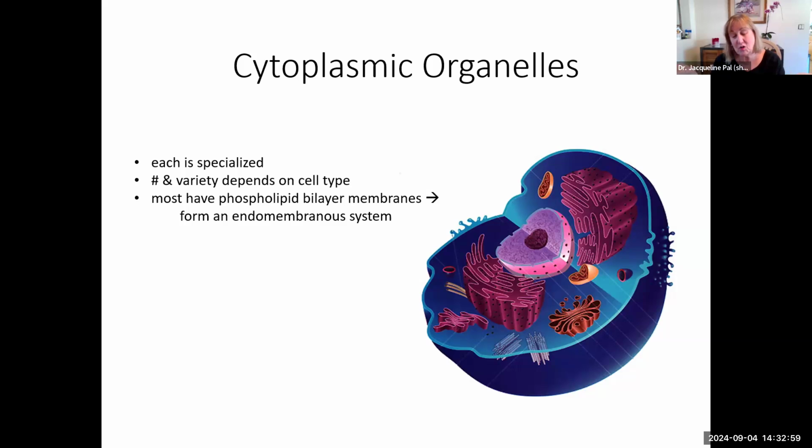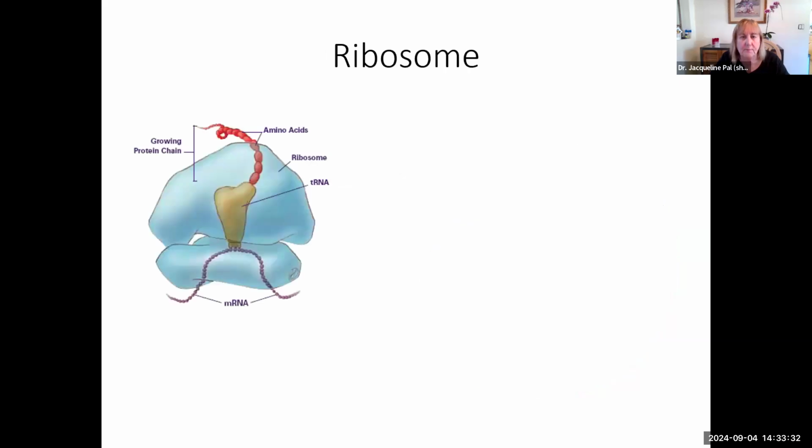Which ones a certain cell has depends on what that cell needs to do. And that depends on where that cell is in your body and what that cell is supposed to be doing. Now, a lot of these organelles are going to have a phospholipid bilayer, just like your plasma membrane, and that means they are part of what we're going to call an endomembranous system. There's about 5 of them that form this system that goes between the nucleus and the plasma membrane. So these are the ones I'm going to be talking about first.